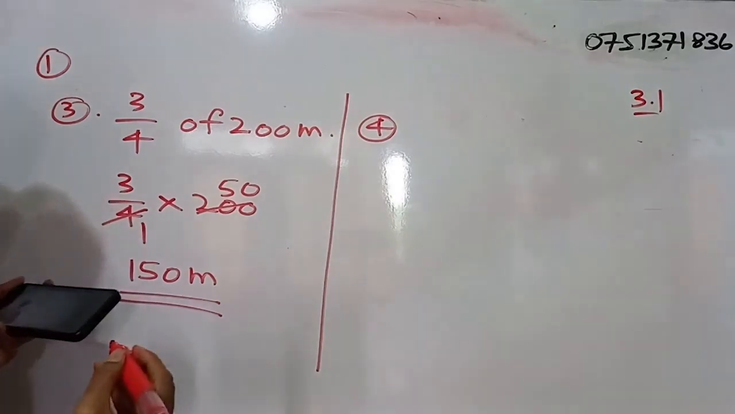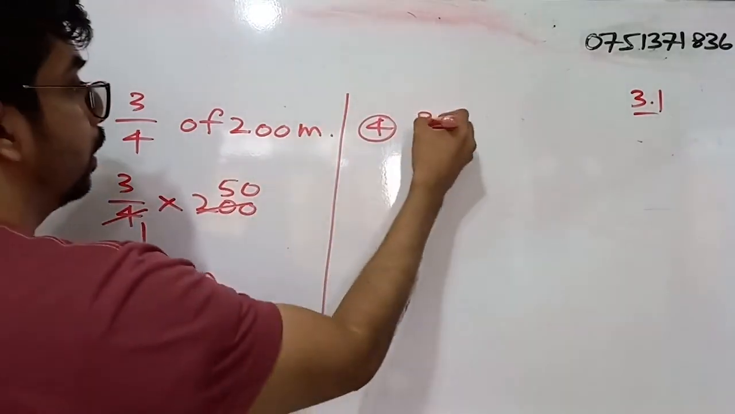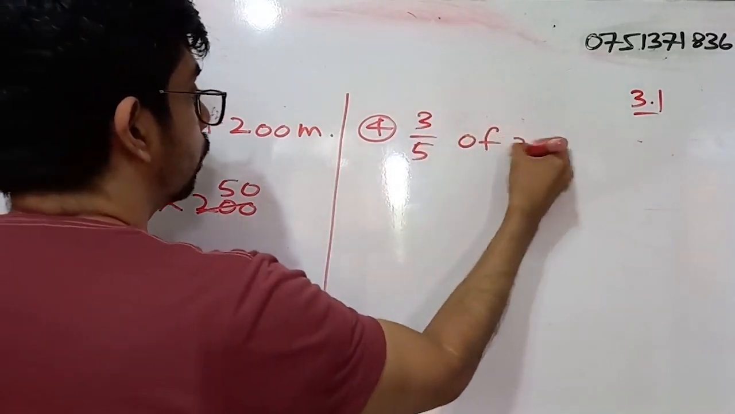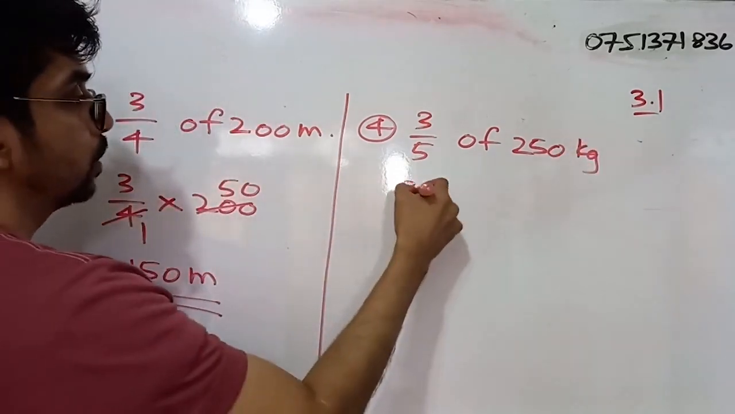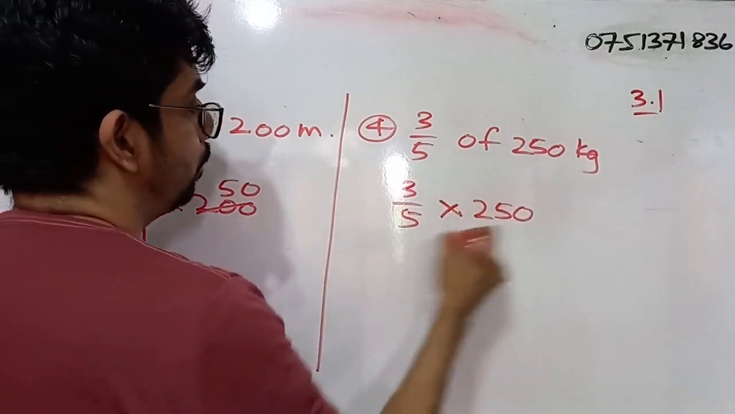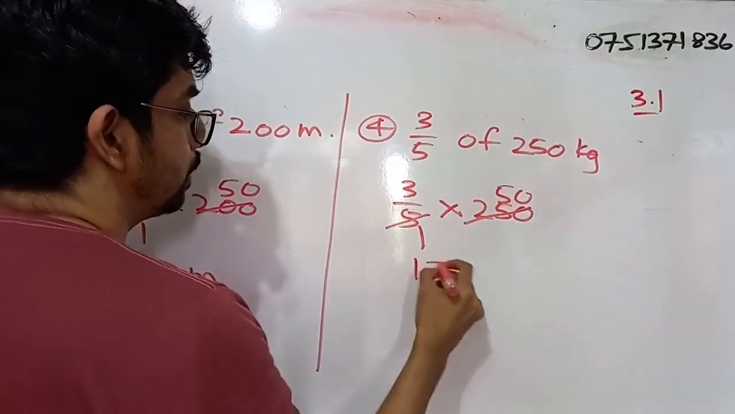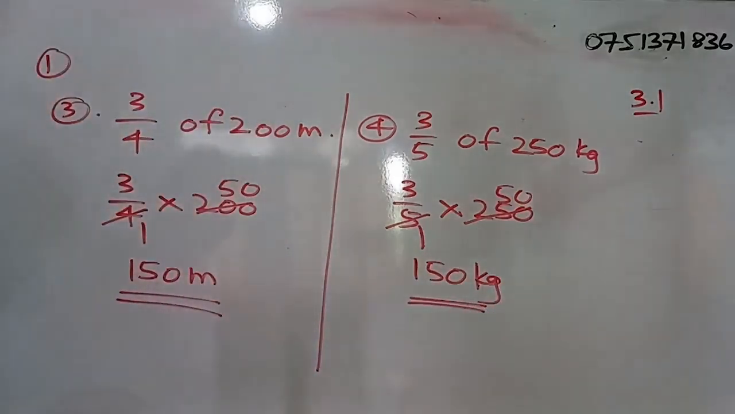Part 4, what do we have? So there we have 3/5 of 250 kilograms, right? So 3/5 we have to multiply that by what? 250. 5 times 1, 5 times 50. 3 into 50, what is that? 150 kilograms. That is the answer.